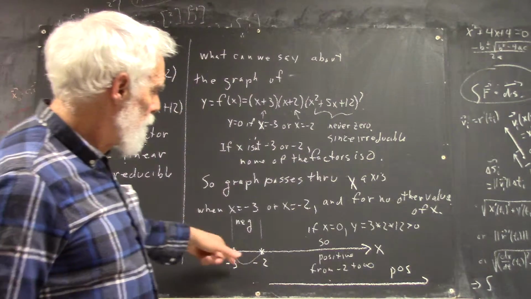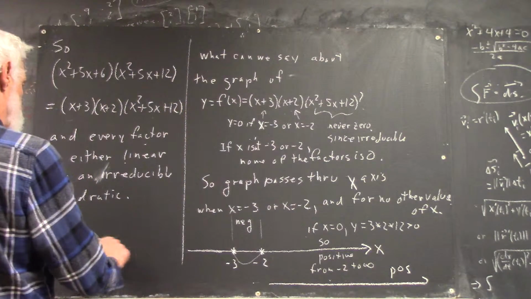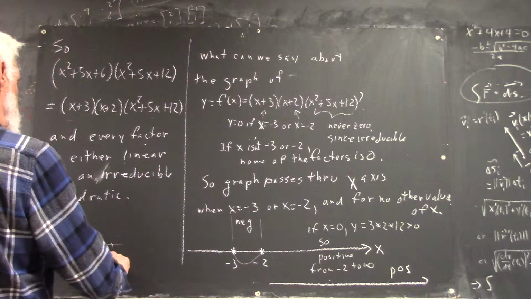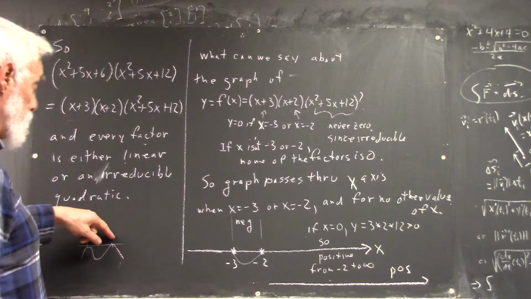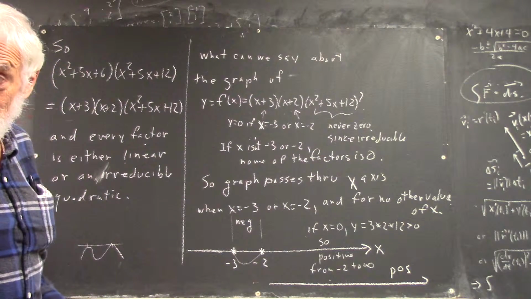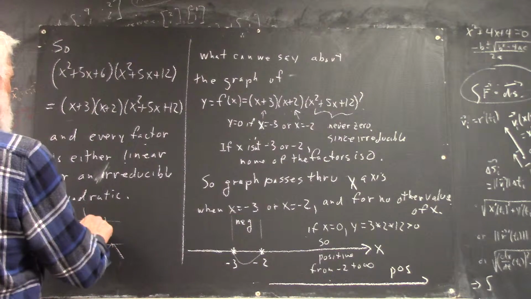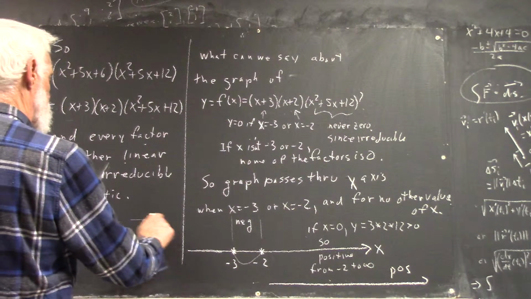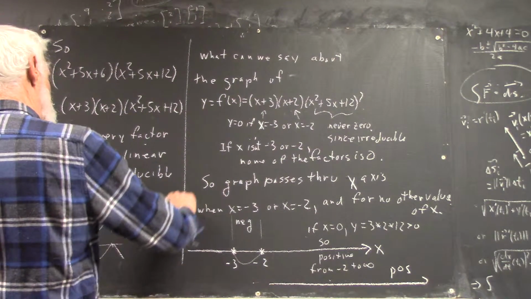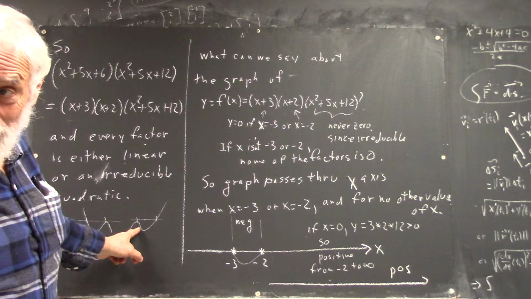Now see, when I drew this, I probably should have drawn it the other way. If I have my -3 here and my -2 here, it could have done this and still had zeros at -2 and -3, right? Or it could have done this. Or it could have done this, and we still don't know that it didn't do this. Okay?